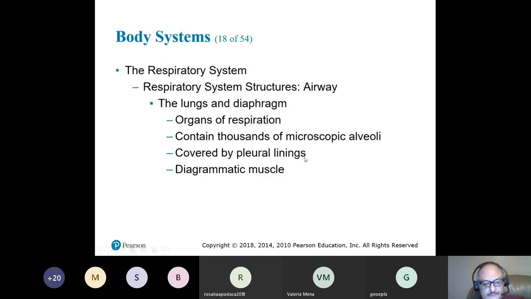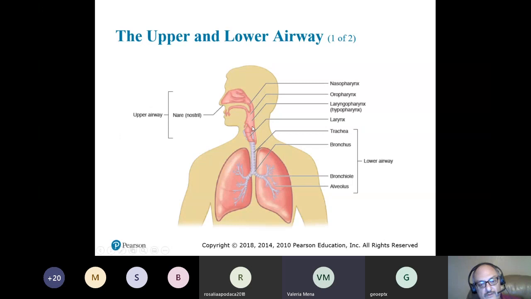And then you have the diaphragm, the diaphragmatic muscle. The diaphragm is a dome-shaped muscle, and it does contract and relax like other muscles. And so that's going to be involved with respiration, with breathing in and out. So here we go. Another good picture here.